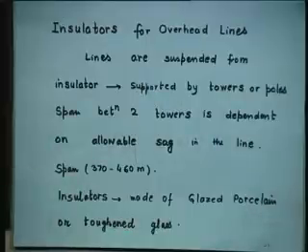Because lines are live, they should not come in contact with the poles, the towers, the cross arms. So, what we do? We suspend lines from insulators. Insulators are required for overhead lines, and the conductor is suspended from the insulator, and it is supported by towers or poles depending on the voltage.